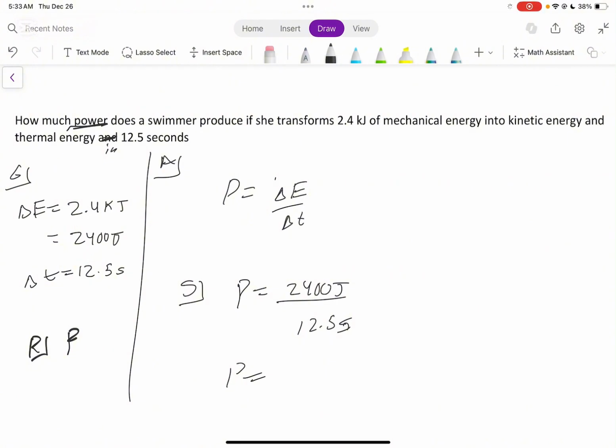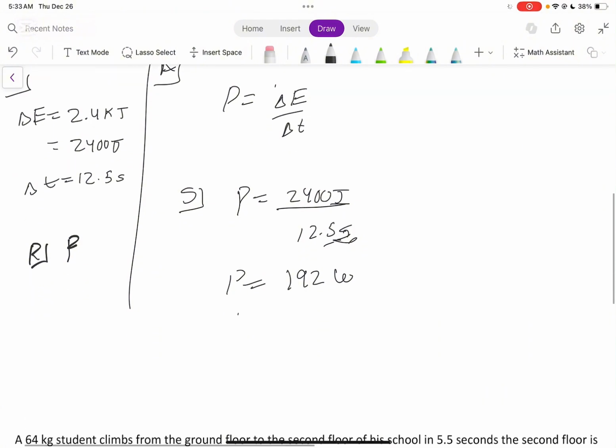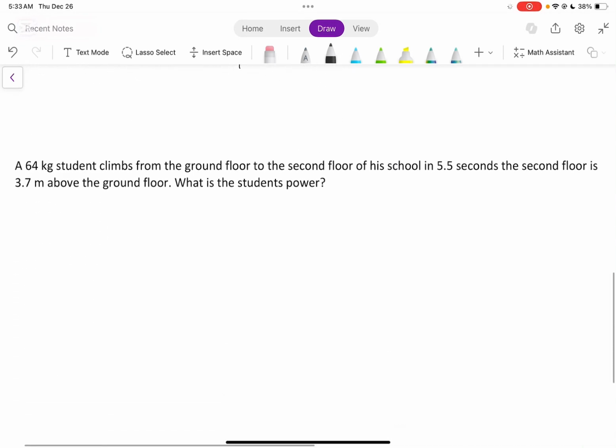P is equal to 2,400 divided by 12.5, which gives us 192 watts, because joules divided by second is watts. So we have 192 watts, and we have two significant digits here, so we should keep two significant digits. We get 190 watts as our final answer. Now let's look at the next question.